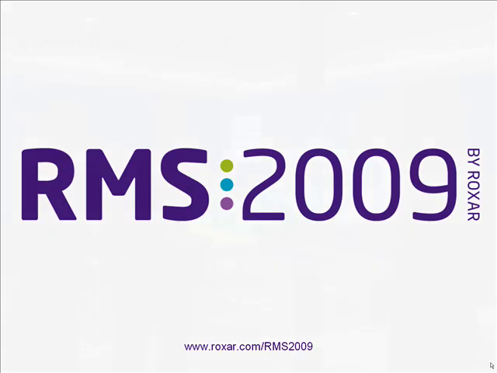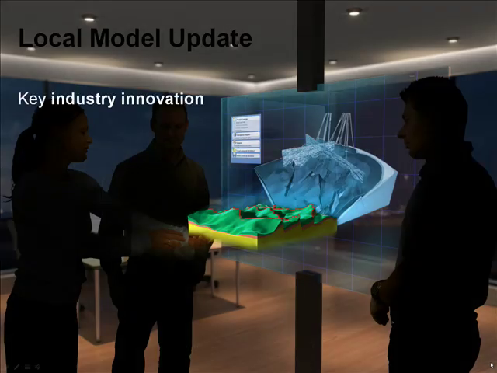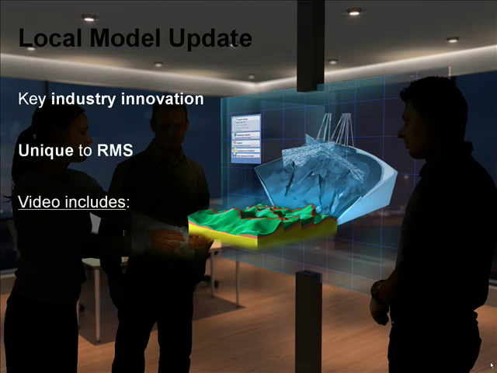The RMS 2009 release sees a key industry innovation offered only by Roxar that allows you to locally update the 3D grid and property parameters in your reservoir models. This short presentation provides an overview of the fantastic benefits of the RMS local updating module.